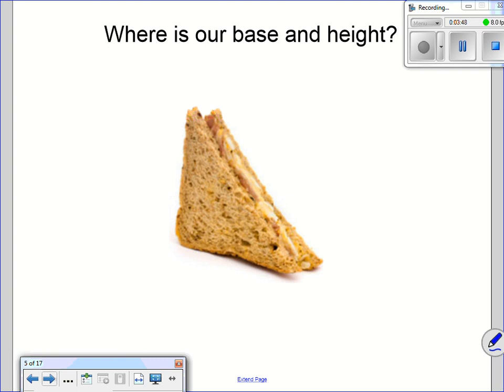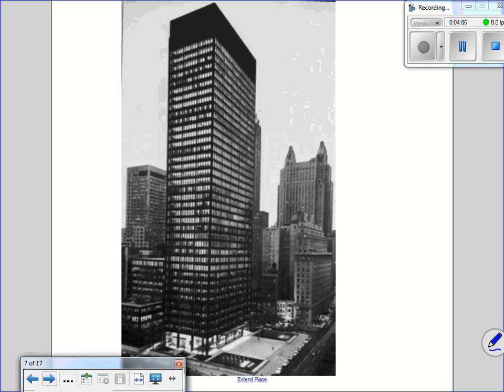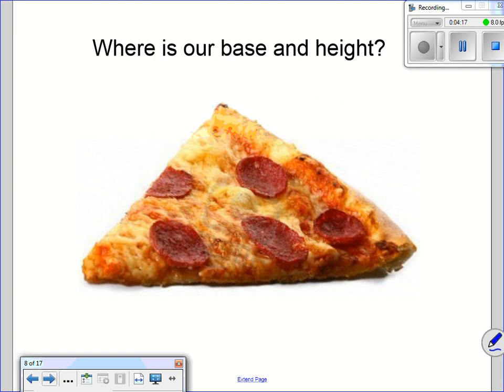Let's keep moving on. We got a nice grilled cheese sandwich. Yum, yum, yum. Here is my base. Here's my height. Another way to find height. Here's my height. Here's my base. We've got a building. Buildings get a little trickier, but the bottom of the building is my base. There's my height. There's my base. Ooh, pizza. I love pizza. We'll count this as my base. If I want to find out how tall it is, that would be my height. This would be my base.